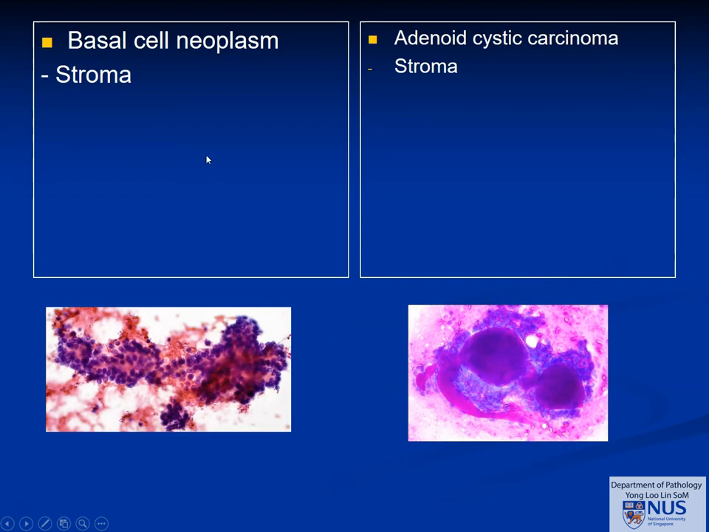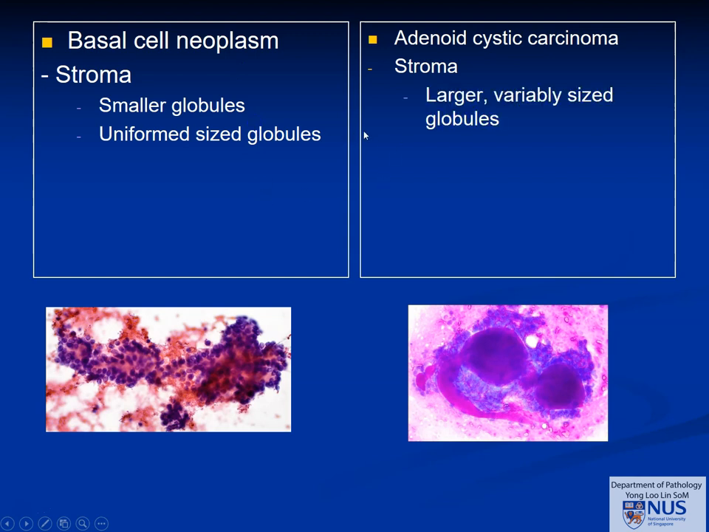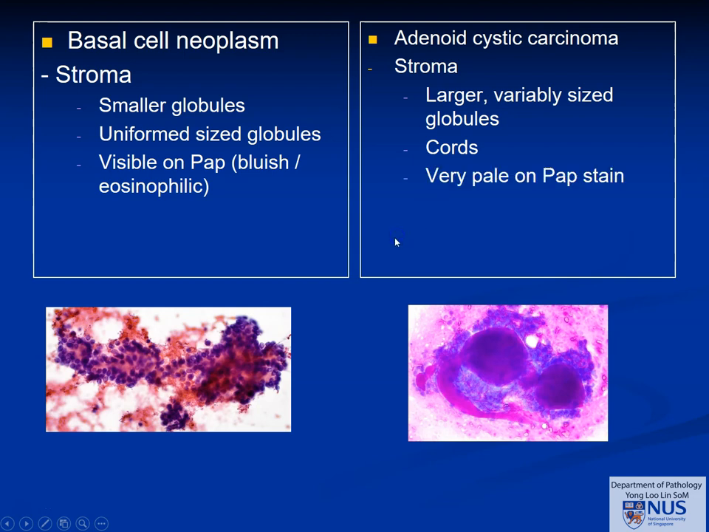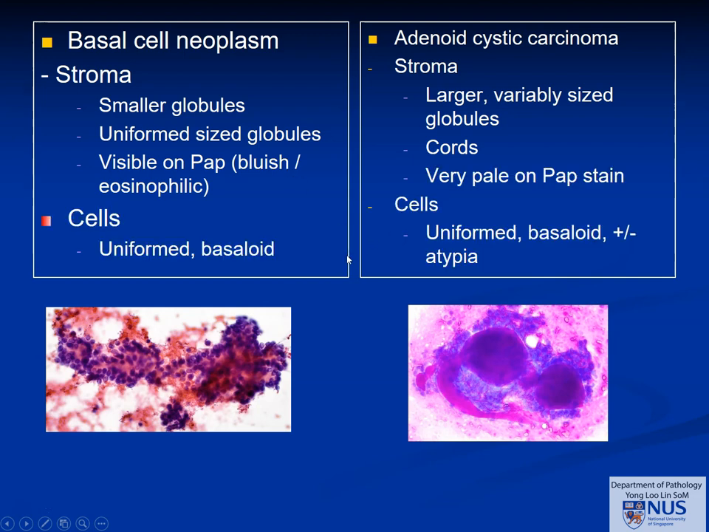Now, if you compare this with basal cell neoplasms, and by this I mean basal cell adenoma and adenocarcinoma, again, the stroma is very helpful because you will generally see a lot less stroma. It is more subtle. The globules are much smaller. And also on the Pap stain preparation, the stroma appears a little bit bluish or sometimes eosinophilic, as you can see here, as opposed to almost invisible and very pale in adenoid cystic carcinoma. Generally, though, the cellular component is not that helpful because it looks exactly the same.